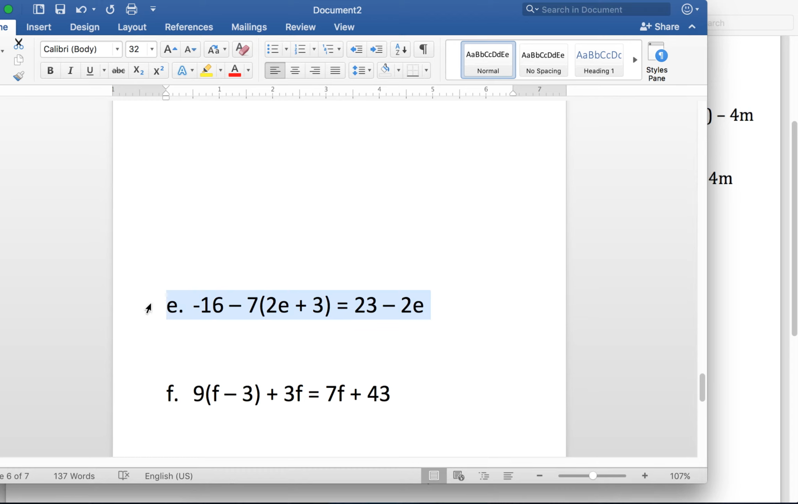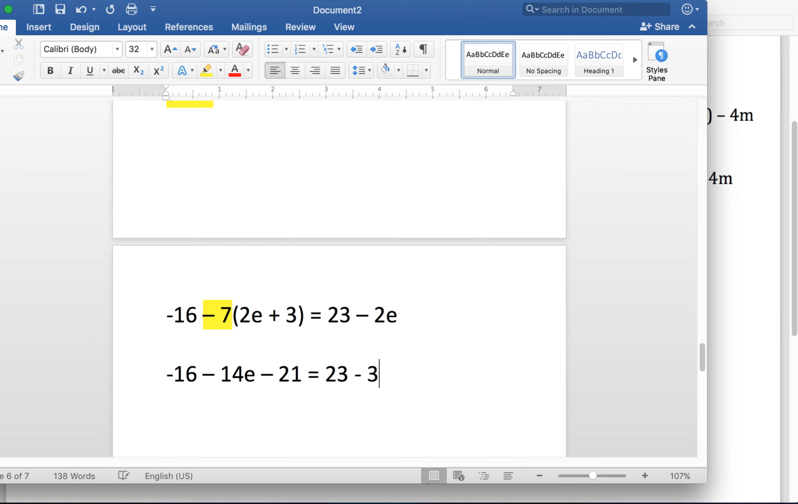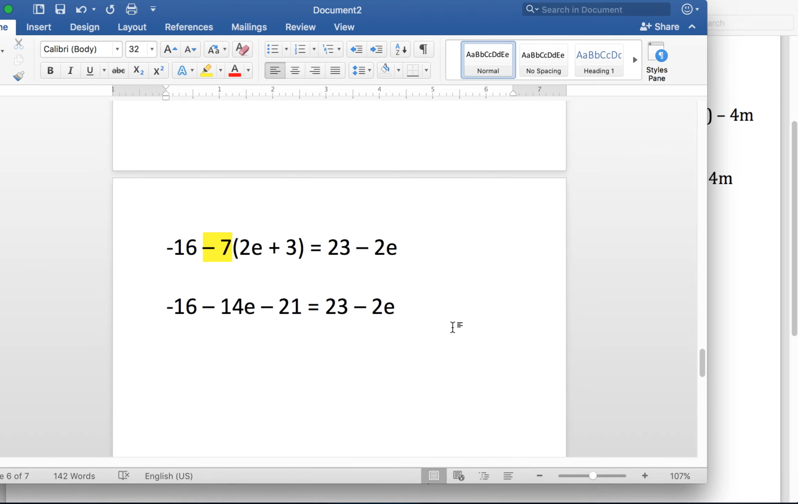All right, let's do two more. Letter E. One cage. Let's take care of it. Distribute this negative 7. We get negative 14 elephants minus 21. And now let's clean up the left side of the jungle. We have a negative 16 and a negative 21, which will come out to negative 37.